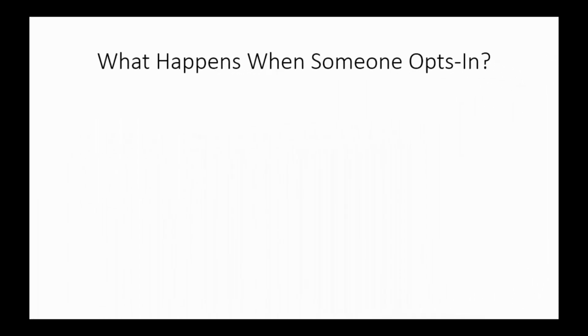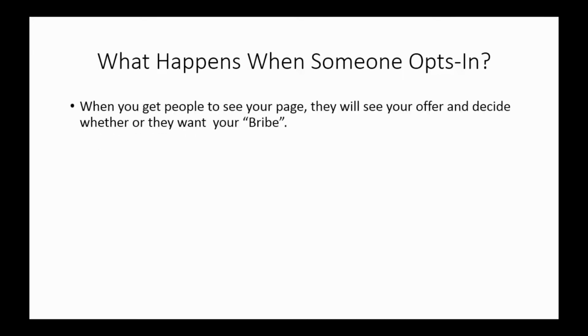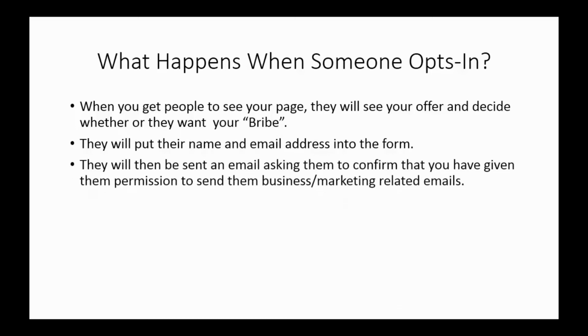Welcome back. Now in this video, I'm going to be showing you what happens when someone actually opts into your list. Now when you get people to see your page, they're going to see what you're offering, and they're going to decide that they want your bribe. Now what happens is they're going to put their name and email address into the form on your page, and then they're going to be sent an email asking them to confirm that you have given them permission to send them business or marketing related emails.